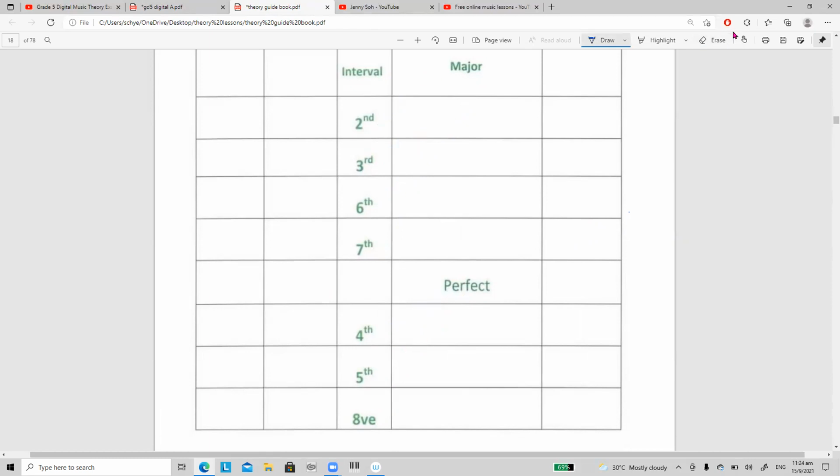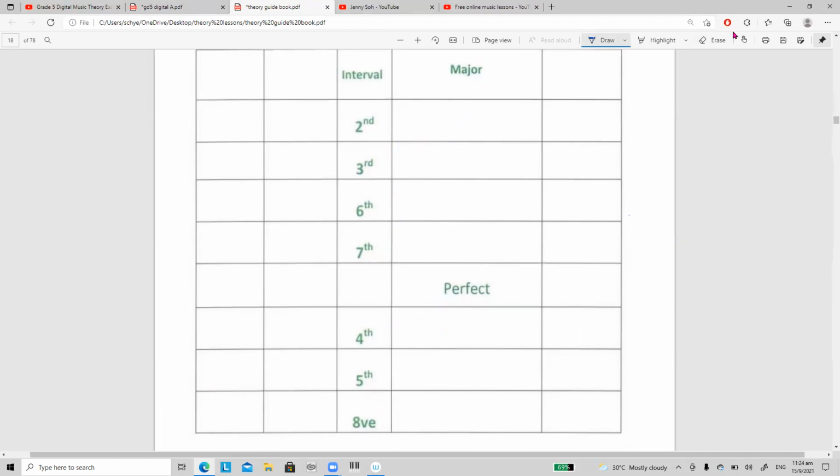Starting from the middle, we have second, third, sixth, and seventh. In order to find out the semitones, you need to draw a keyboard. For second, it will always be C to D. Third is C to E. Sixth is C to A. Seventh is C to B. Fourth is C to F. Fifth is C to G. Eighth is C to C.